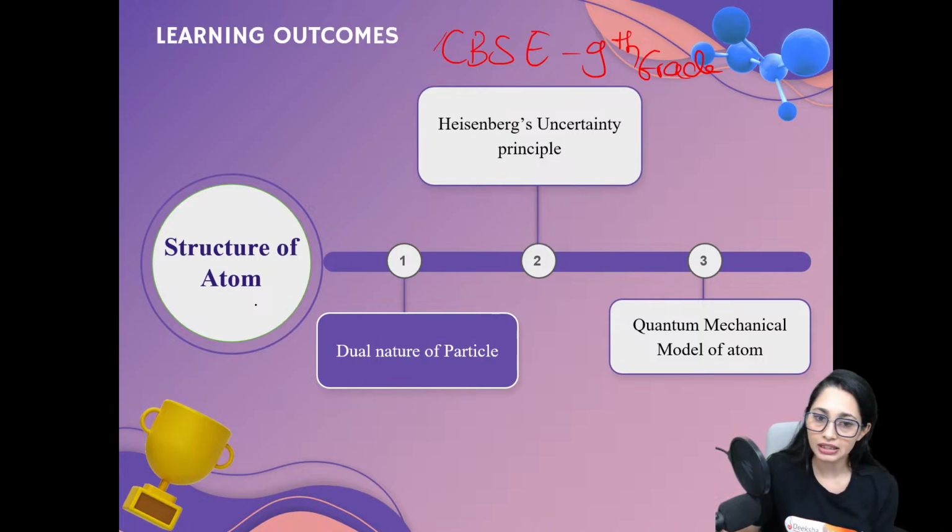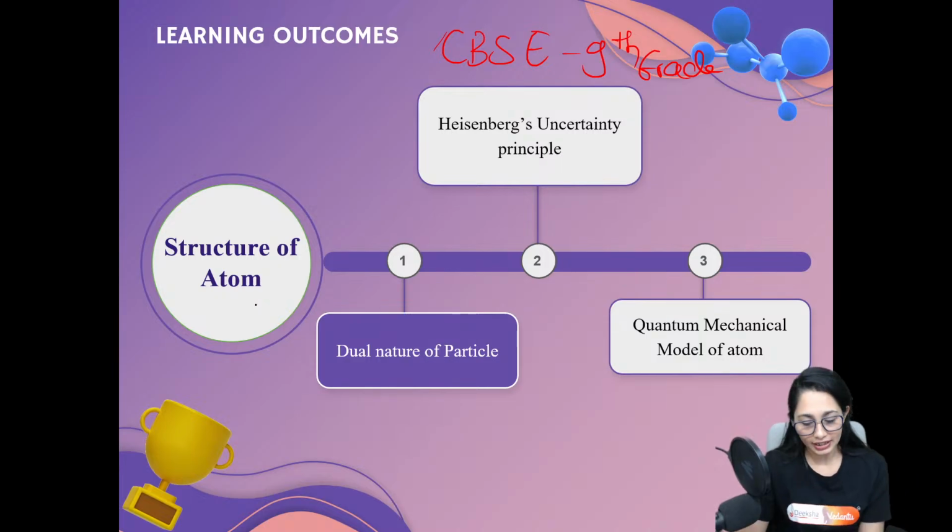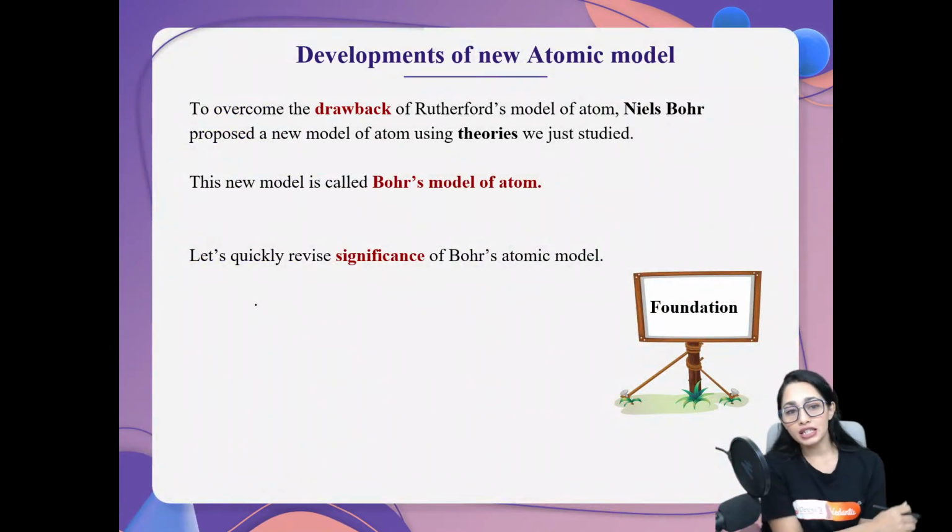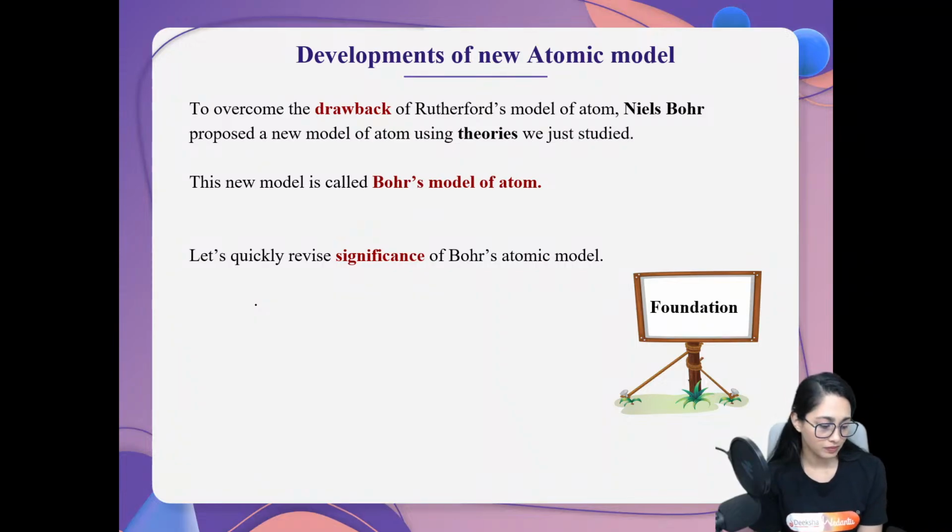Dual nature of particles, Heisenberg's uncertainty principle, and the quantum mechanical model of the atom. We'll discuss these things. First, the development of new atomic models. We have studied Bohr-Bury scheme, or Bohr's atomic model. It talks about discrete energy levels, and the electron is going to lose or gain energy only if it jumps from a higher energy level to a lower energy level, or vice versa.